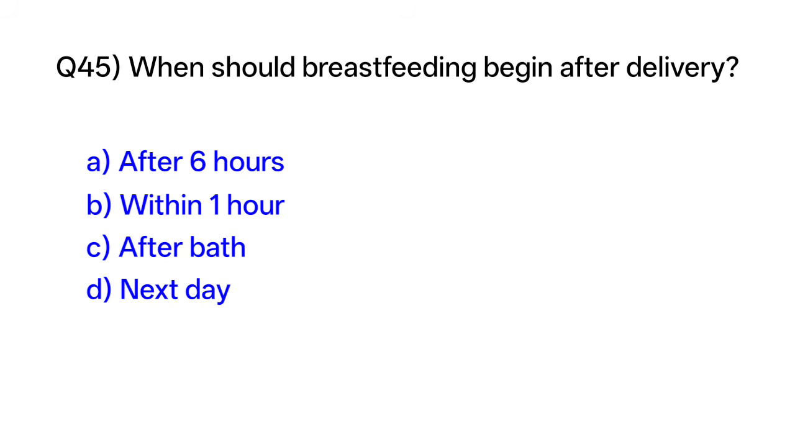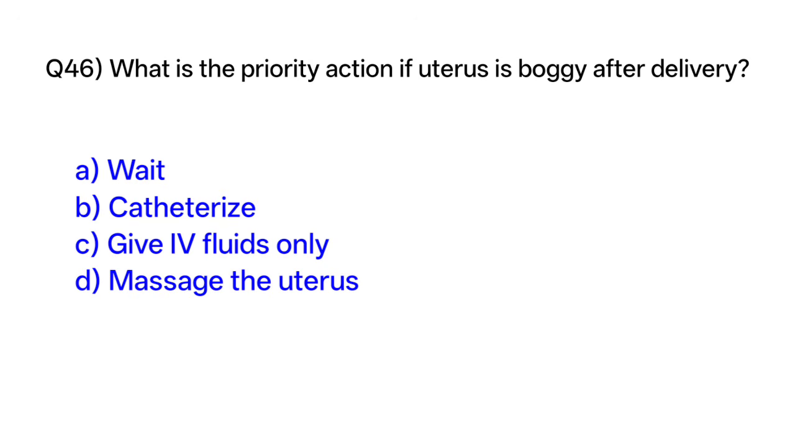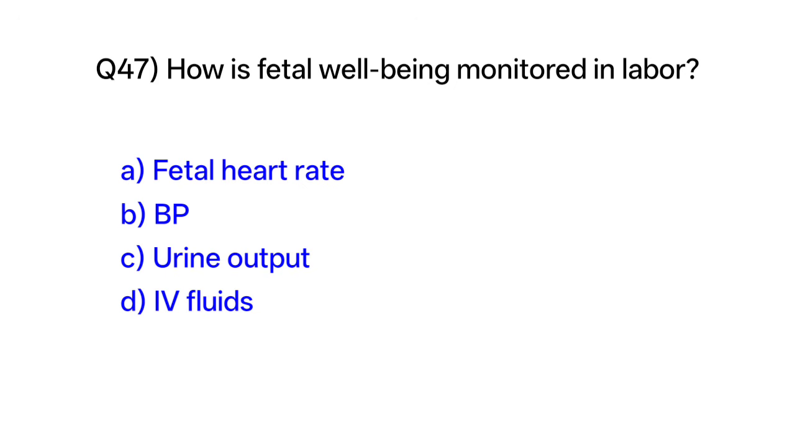Question number 45. When should breastfeeding begin after delivery? The correct option is B. Within hours. Question number 46. What is the priority action if uterus is boggy after delivery? The correct option is D. Massage the uterus. Question number 47. How is fetal well-being monitored in labor? The correct option is A. Fetal heart rate.